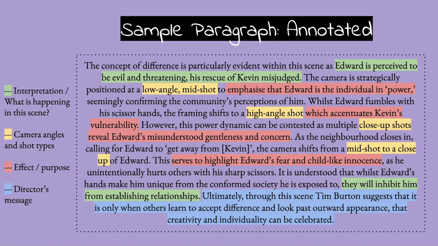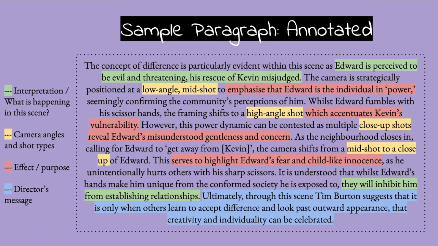So what do you think is the main idea or the main message that is being explored in the scene that you're analysing? And I think that the main idea is difference and how, because Edward is perceived to be different from society, he's automatically stereotyped as someone who's evil and threatening, and he's automatically judged for who he is.